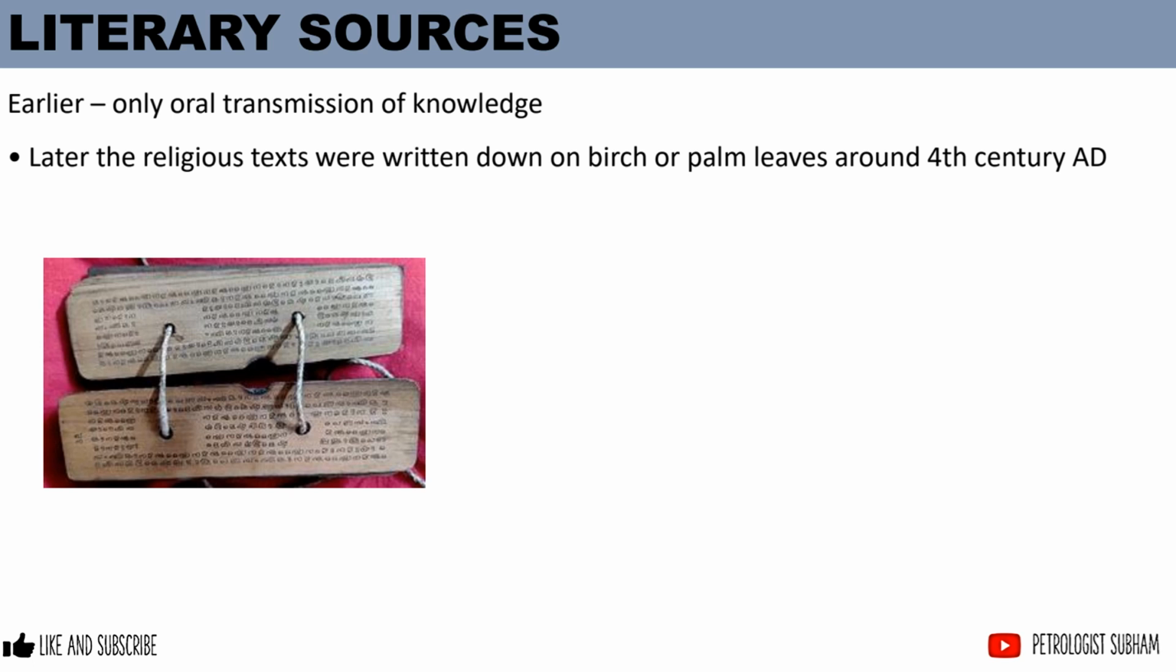From the literary point of view, there is some old transmission of knowledge. History is on two bases: one that is oral, and second that is on written basis. So there are religious texts, non-religious texts, and foreign accounts that we have to consider when we talk about history.